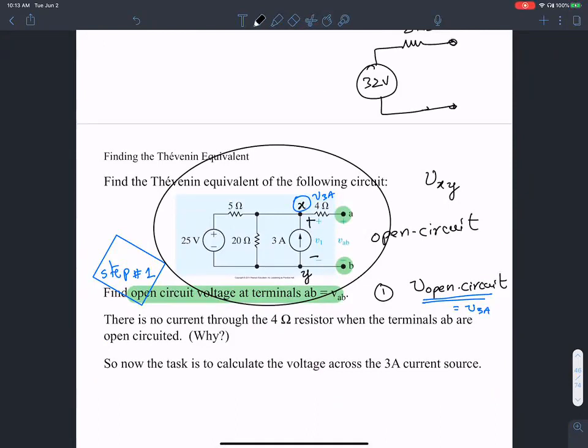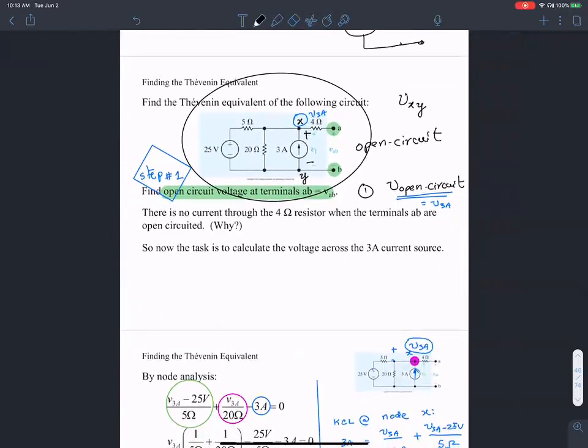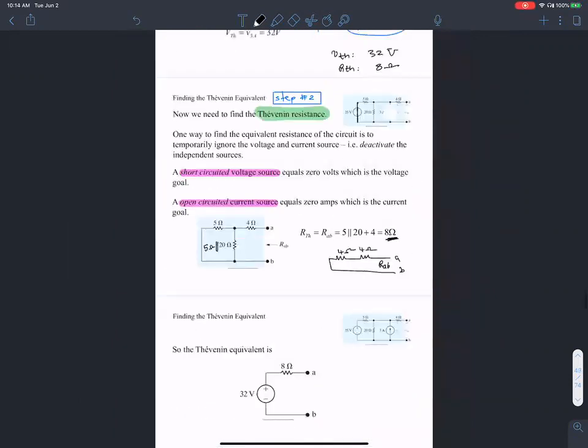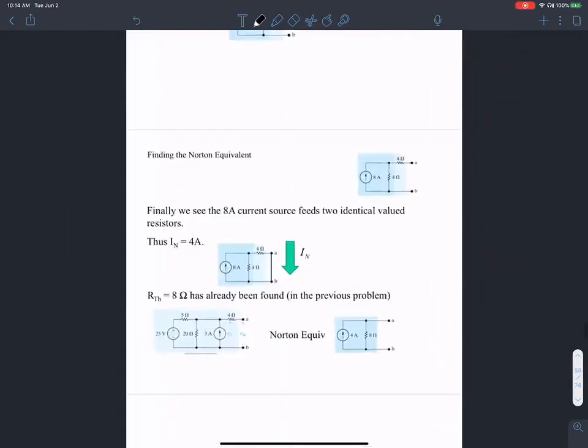How do you find the Thevenin resistance? You simply deactivate the independent current and voltage sources. Okay, and I welcome you to go through this. There are some more examples. There are some examples of Norton equivalent calculation as well. So even for that, you have to find the Thevenin equivalent resistance, and so on and so forth.